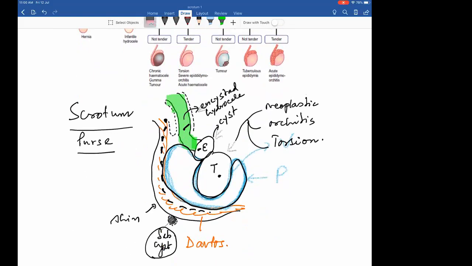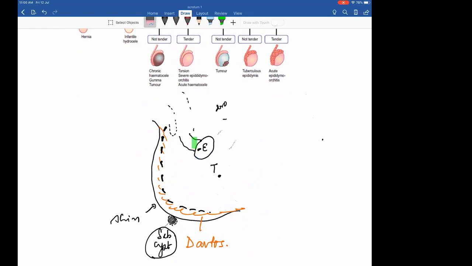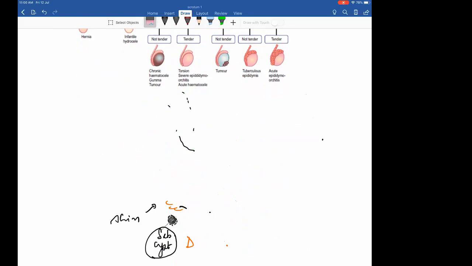Now we'll erase this picture and let us go to what a clinician does to understand the origin of a scrotal swelling. For this I got this algorithm from one of the books, and I really find this algorithm, as a clinician, to be a very important thing to understand.